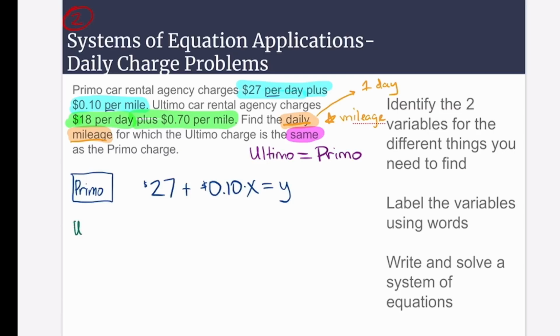The Ultimo is going to be similar. I know it's $18 for the day, and I want to know the daily mileage. I'm going to be adding 70 cents per mile, and that's going to give me the cost at the end. So those are our variables. We have our X as our mileage.